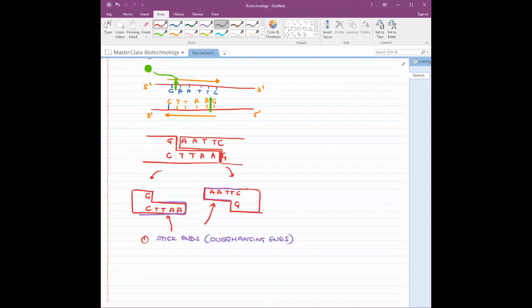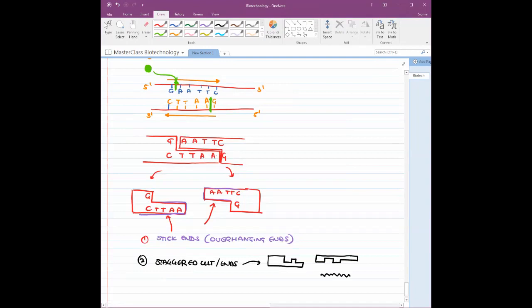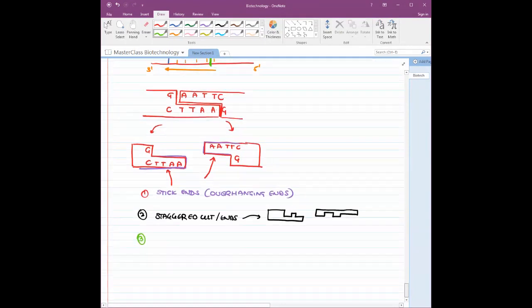But guys, there are many other types of cuts. The second one is called a staggered cut, or staggered ends. In this, rather than producing straight lines, you are going to see various varieties of it. One would be like this, another one would be something of this sort. This kind of cut is a staggered cut because it does not have a plain edge. It has zigzag, zigzag, zigzag. This is called a staggered cut. And guys, the third one, which we don't use, which we don't actually want, is your blunt ends.